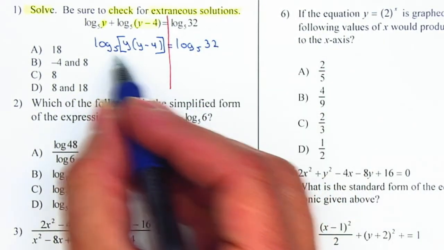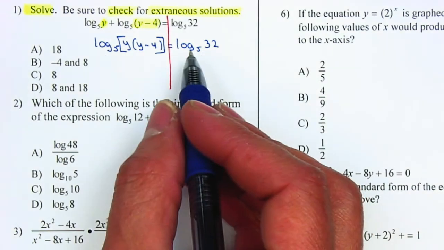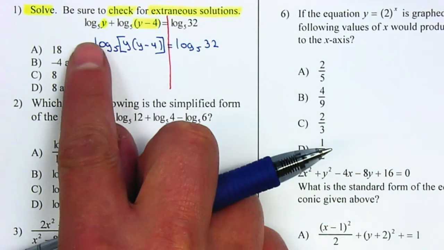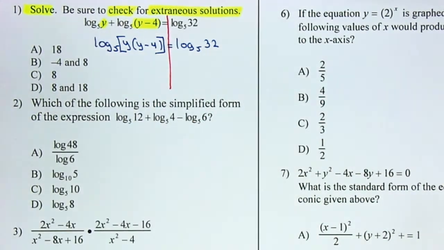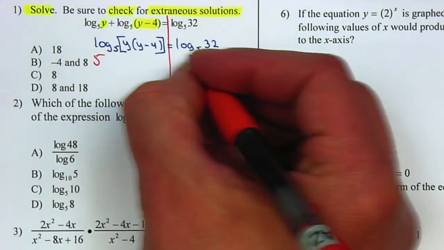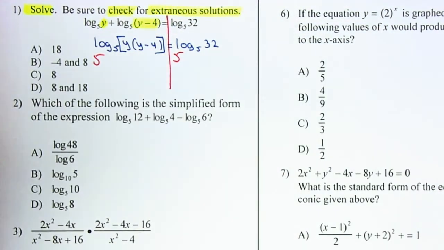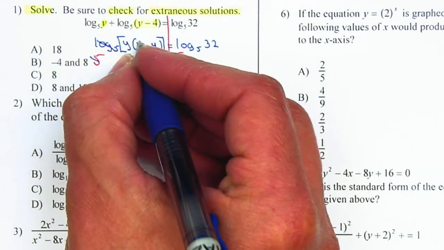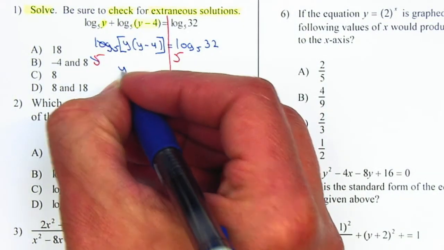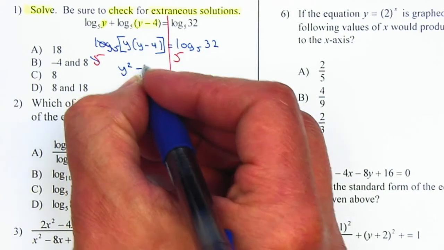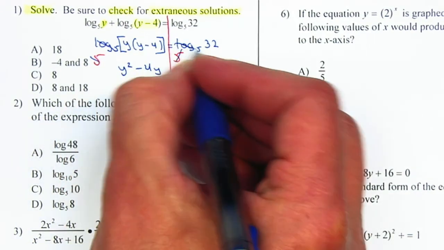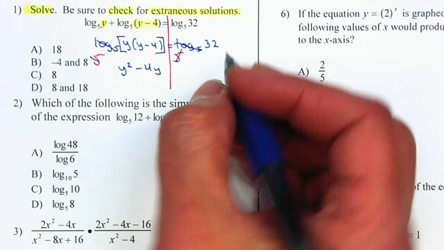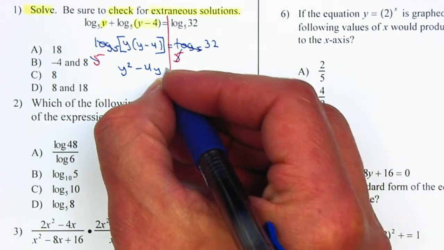Now that I only have one log on the left hand side and one log on the right, you can think of canceling the logs. Or the opposite of a log is a base, so we're going to exponentiate both sides to base 5. That cancels. Let me multiply this out. Y times y will give me y squared. Y times negative 4 is negative 4y. The base in the log base 5 cancels. And we just have equal to 32.